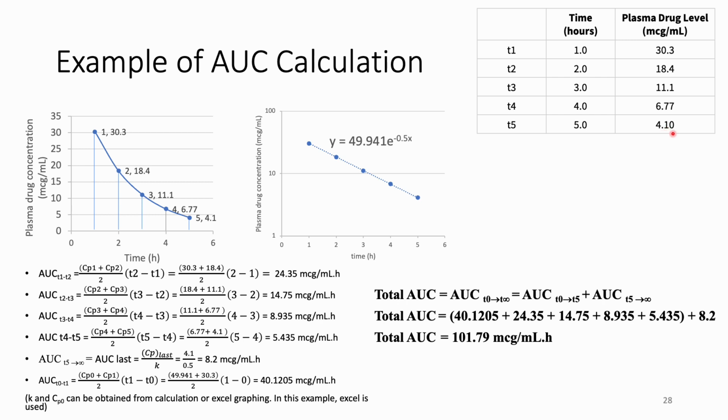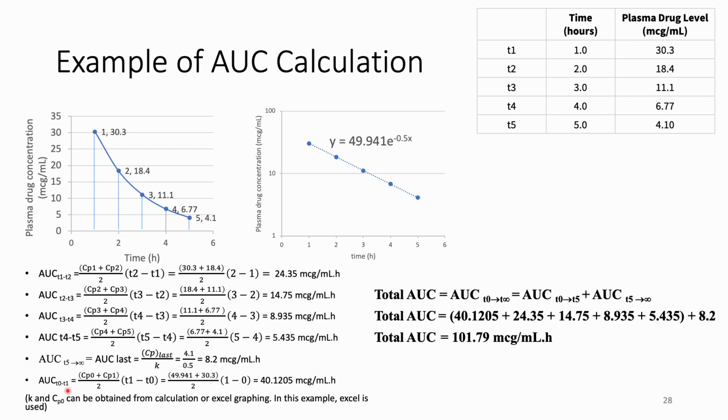CP last is 4.1 microgram per milliliter, and K is 0.5 per hour. So finally, I have AUC last is 8.2 microgram per milliliter hour. Now I continue to calculate the AUC for the fraction remaining. This means from T0 to T1, and I still use the trapezoid rule.